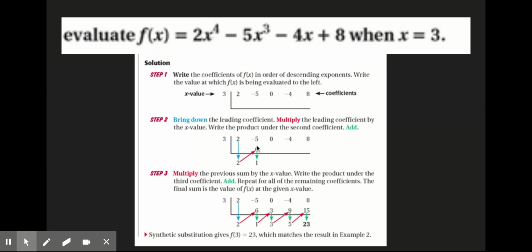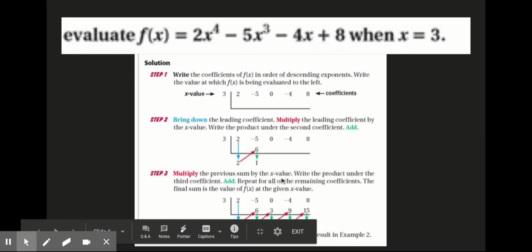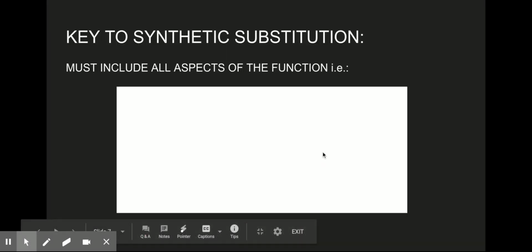And now I'm going to add this column together. Negative 5 plus 6 is 1. Then I have to bounce this off. 3 times 1, 3. 0 plus 3, 3. 3 times 3, 9. Negative 4 plus 9, 5. 3 times 5, 15. 8 plus 15, 23. So what happens there is I get the exact same result, but it's fewer steps.